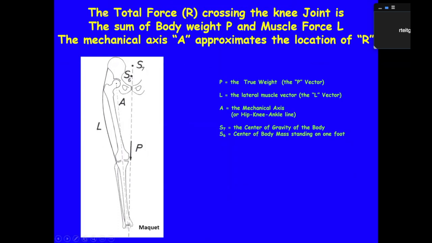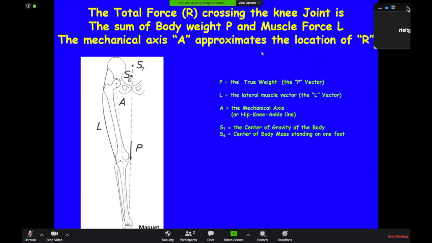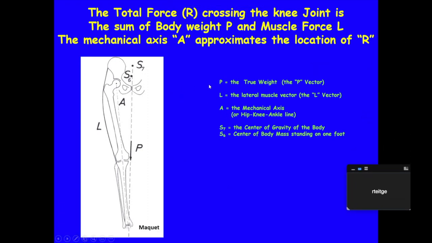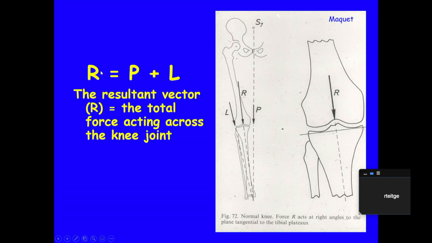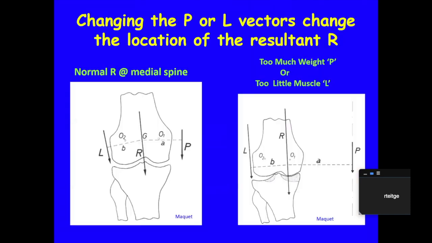And McKay states that the total force, which he refers to as R, crossing the knee joint is the sum of the body weight, which he referred to as P, French for weight, and the muscle force is L. So the mechanical axis, A, in this diagram of McKay, approximates the location of his A. Now, P is the true body weight, L is the lateral vector, and A is the mechanical axis. So the mechanical axis then, and the resultant force vectors are the sum of the weight and the muscle force acting across the knee, and that goes roughly through the center of the knee, actually just to the medial side.